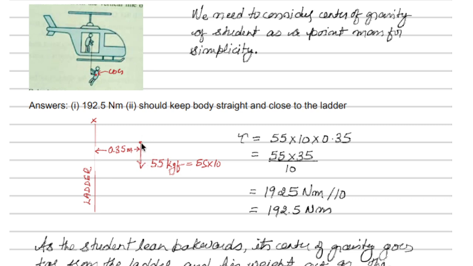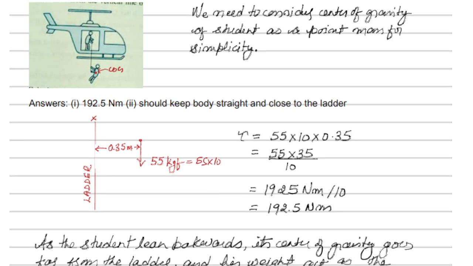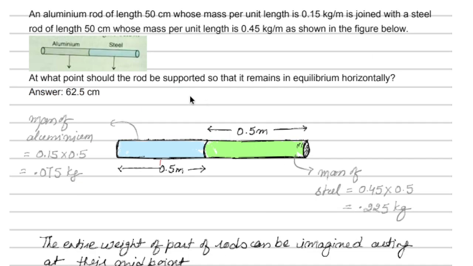So we'll tell the student to climb this ladder very close to this line of action, or line of the pivot, so that the distance is minimum. And if it is zero, let's say, then the torque or swinging effect will be zero and the ladder will not swing back and forth. So that is the answer for this problem. Let's do the next question.